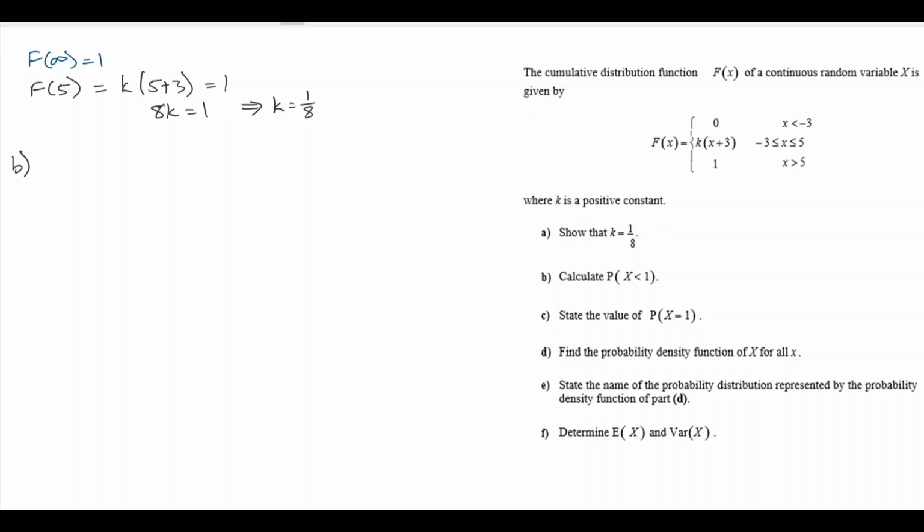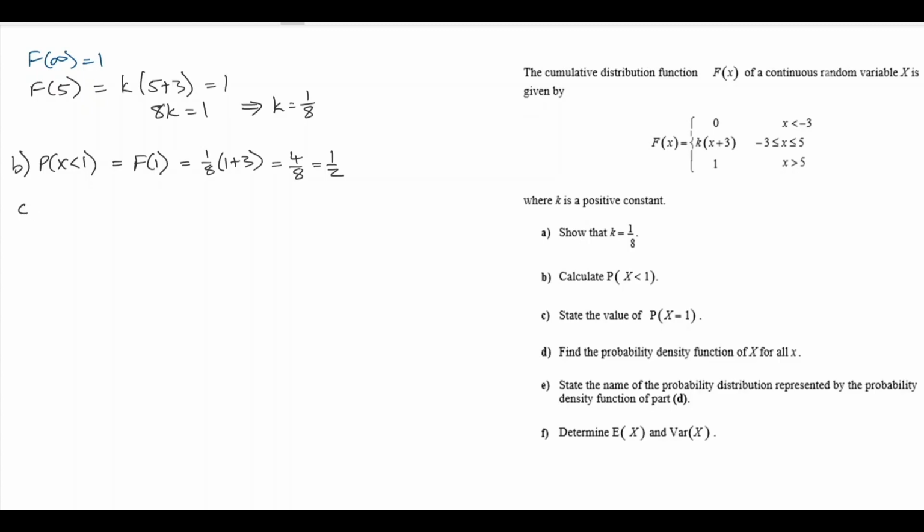In part B of the question, we're asked to calculate the probability x is less than 1. Well, that is exactly what the cumulative function does. It tells us the probability of having less than or equal to the value substituted in. So we'll substitute x for 1, and we get 4/8, 1/2. The probability x is less than 1 is 1/2.